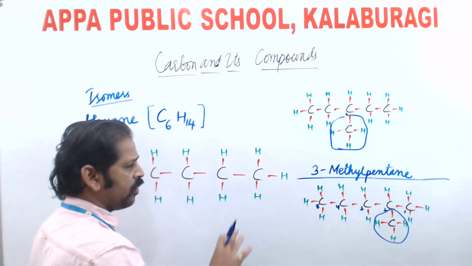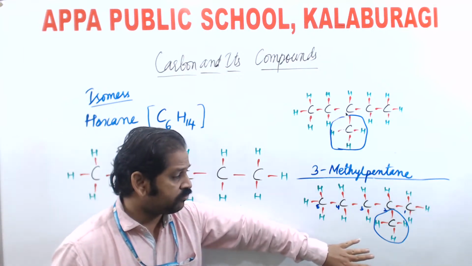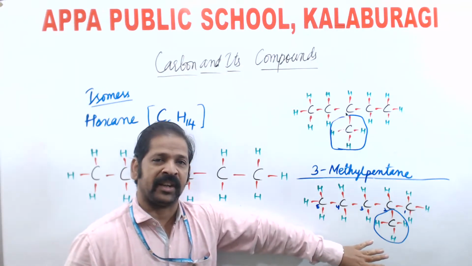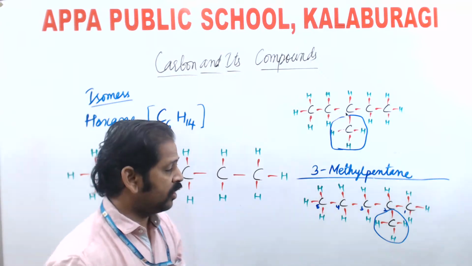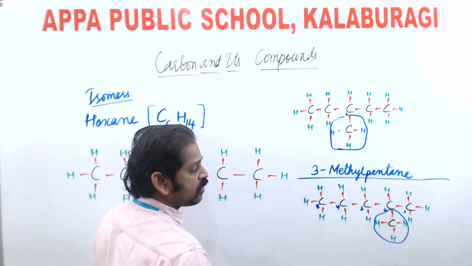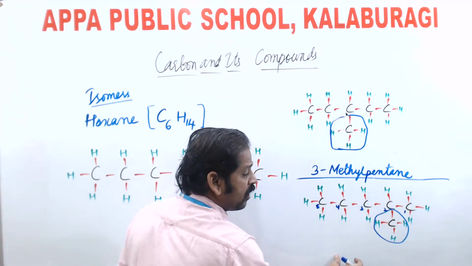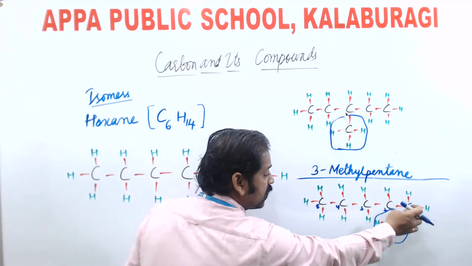You'll get the idea now. Usually, now it is considered as 2-methyl pentane, because this CH3 group is attached to the second carbon, because this CH3 group is near to this carbon.